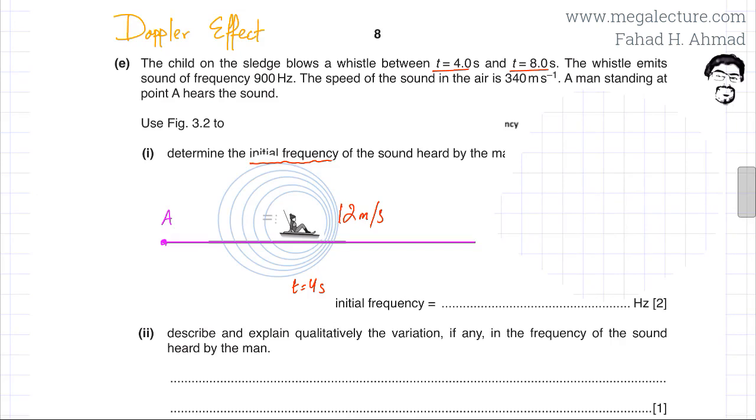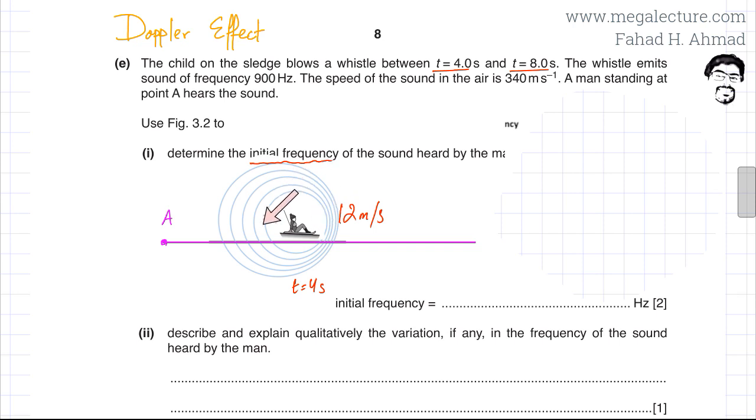So I've made a simplified diagram over here. This is the sledge moving away from point A. And at t equal to 4 seconds, the sledge is traveling at 12 meters per second. It's traveling up the hill, so it's slowing down. Eventually, it's going to slow down. So this is what's happening. The child on the sledge is blowing a whistle. And this is what the Doppler effect is.